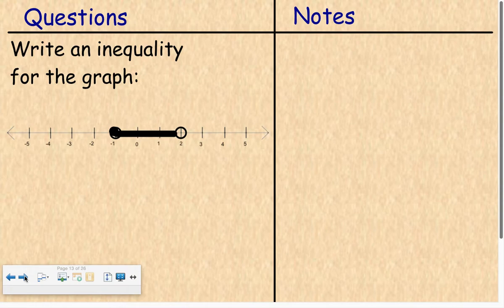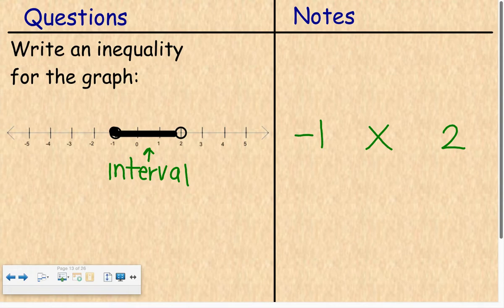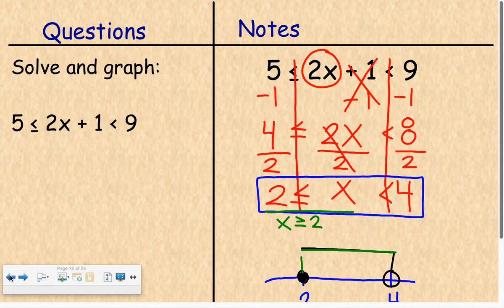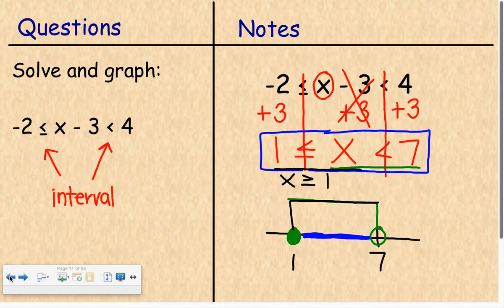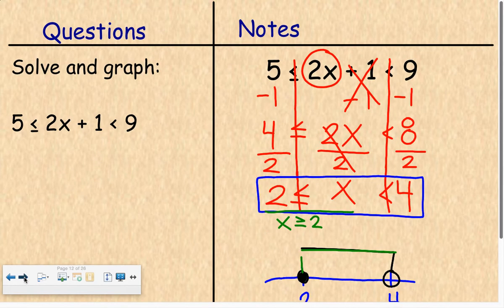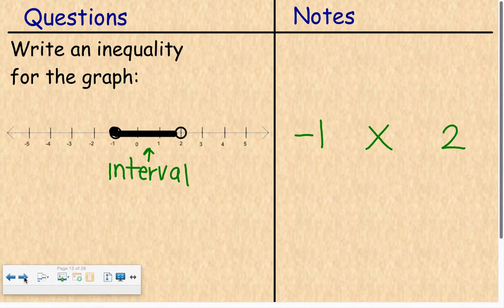All right, now we need to write an inequality for our graph. And since this graph right here is an interval, we know we need 2 inequality signs. So I'm going to start with the -1 on the left, the x in the middle, and the 2 on the right. Because if you look back at all of ours, we had a number on the left, x in the middle, number on the right. Number on the left, x in the middle, number on the right. So that's what we should always have for an interval.